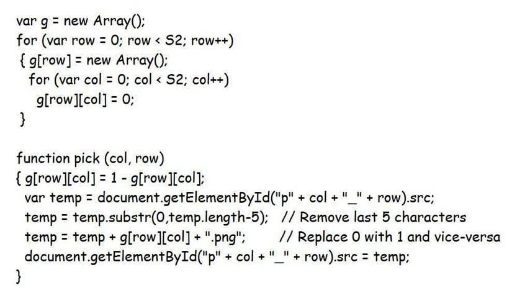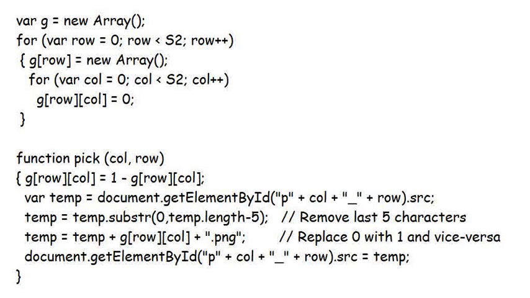The function pick takes two parameters, the column and row of the cell in question, and changes the corresponding value in G from 0 to 1, or vice versa. This means that clicking on a black selected point will deselect it again. The rest of the function is concerned with changing the graphic on screen.